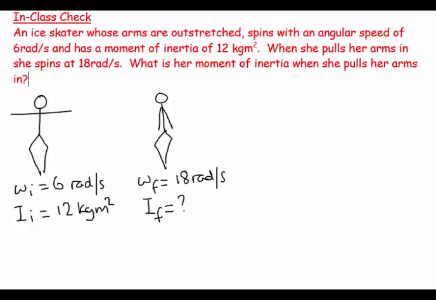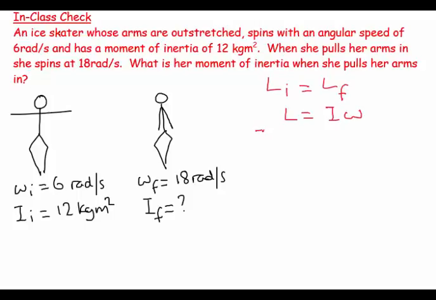So I need to find a principle that links these two things. With a little bit of thought, I realize that she's on ice, so there's no friction, and so she's in an isolated system, and so angular momentum initial equals angular momentum final. Okay, and angular momentum, of course, is equal to I omega.